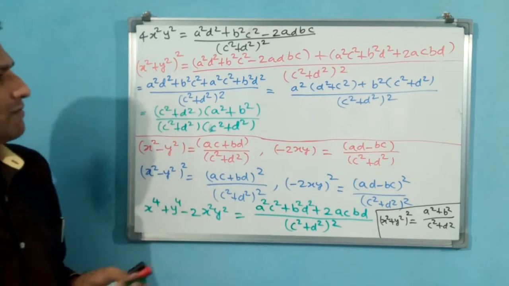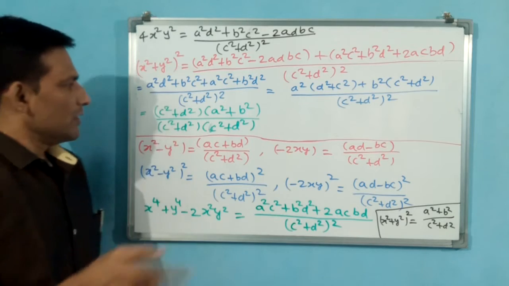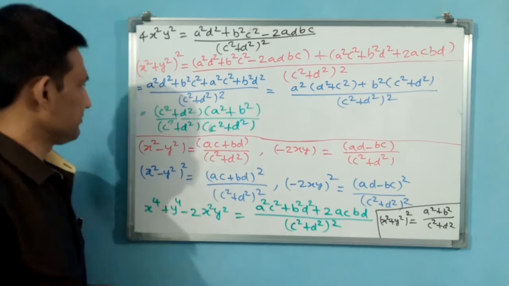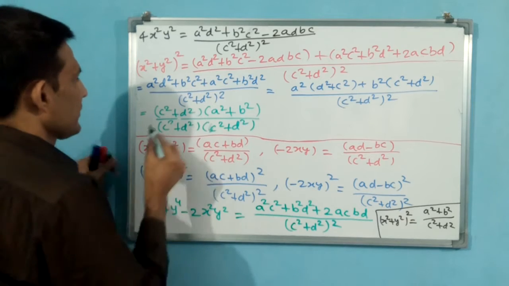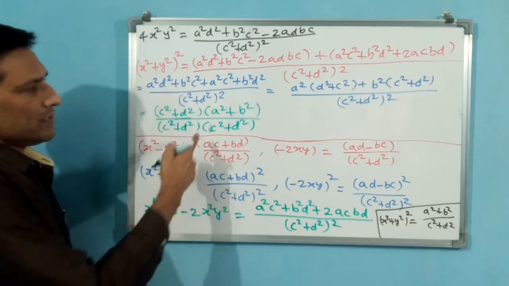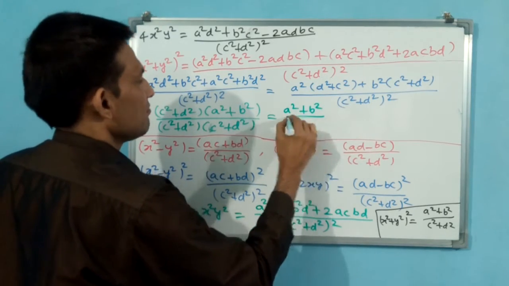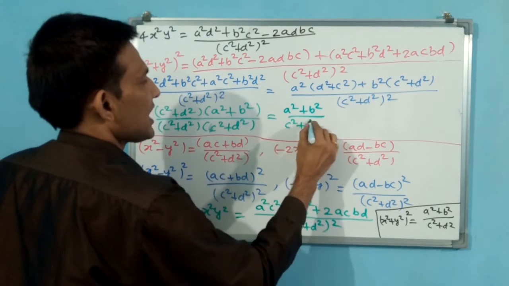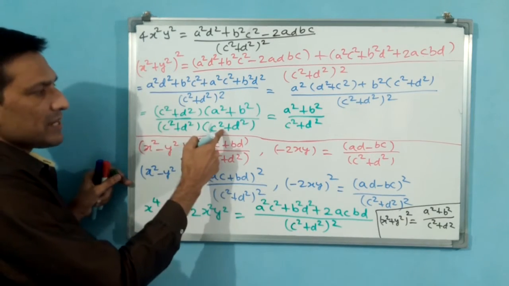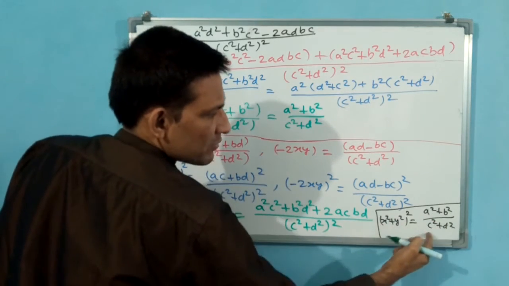Is it okay? Because square is there, that is why I have written 2 times multiplication. Now you see c square plus d square, c square plus d square going to get cancelled. Then final answer will be a square plus b square by c square plus d square. See, in 2, 1 is going to get cancelled with numerator. 1 will be left. A square plus b square plus c square plus d square.